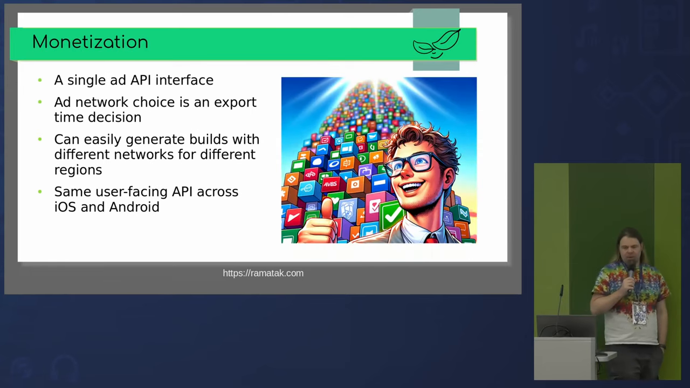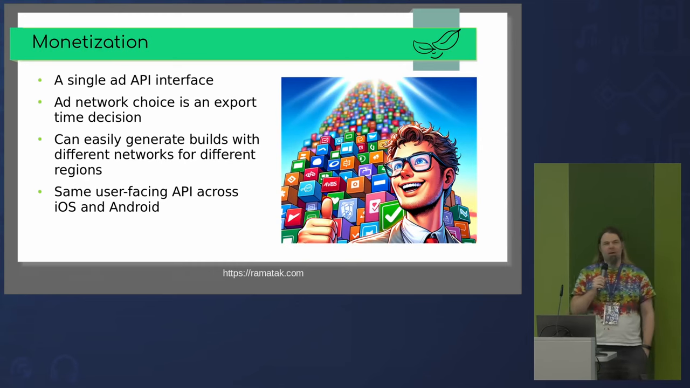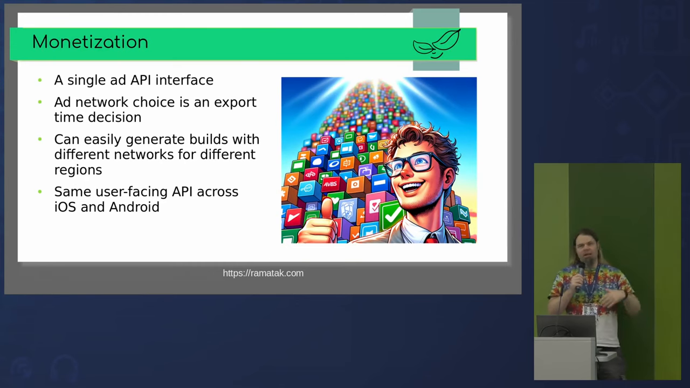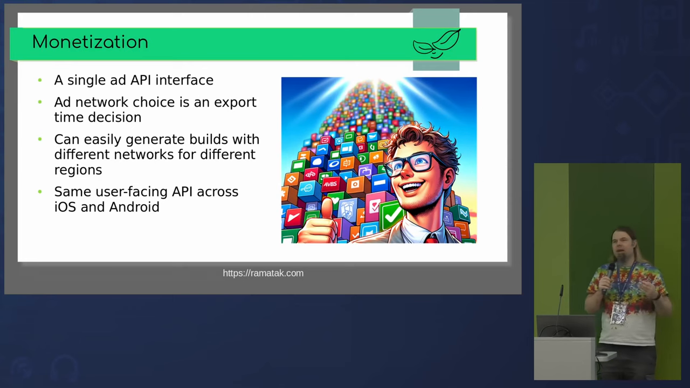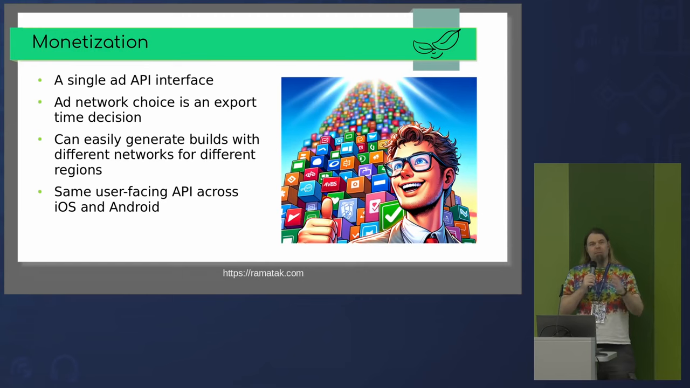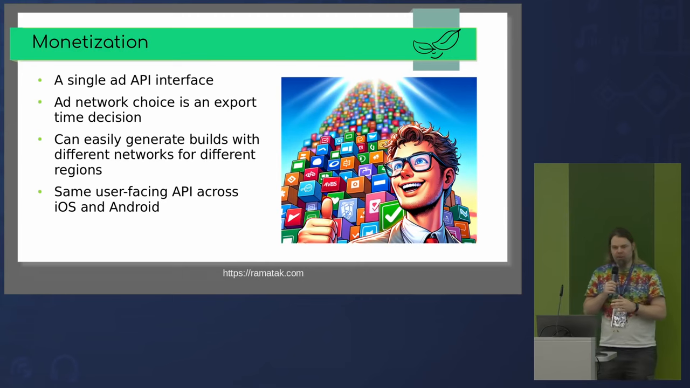So what do we propose to do here? A single API for ads. So give me an interstitial ad, give me a reward ad, give me whatever type of ad you have. And make it so that picking the network that displays the ad happens at the time of exporting your game, which means it is a decision you make after your game is already done. That, I think, is the important point here.